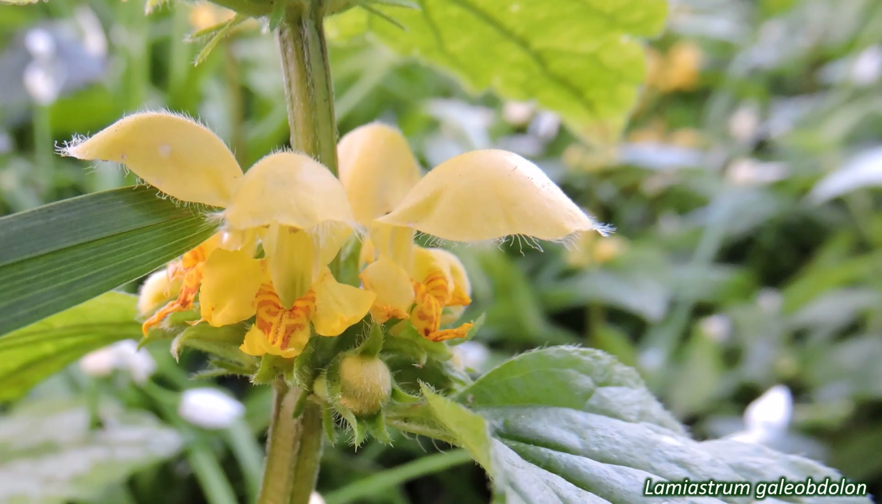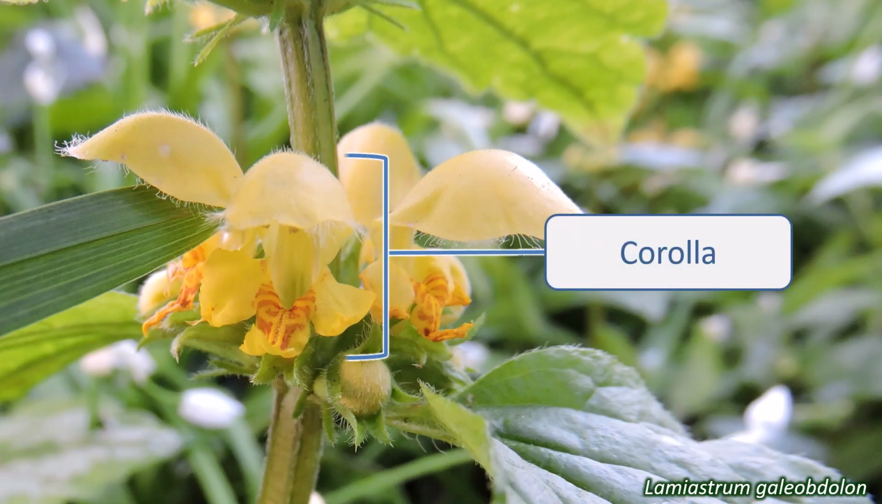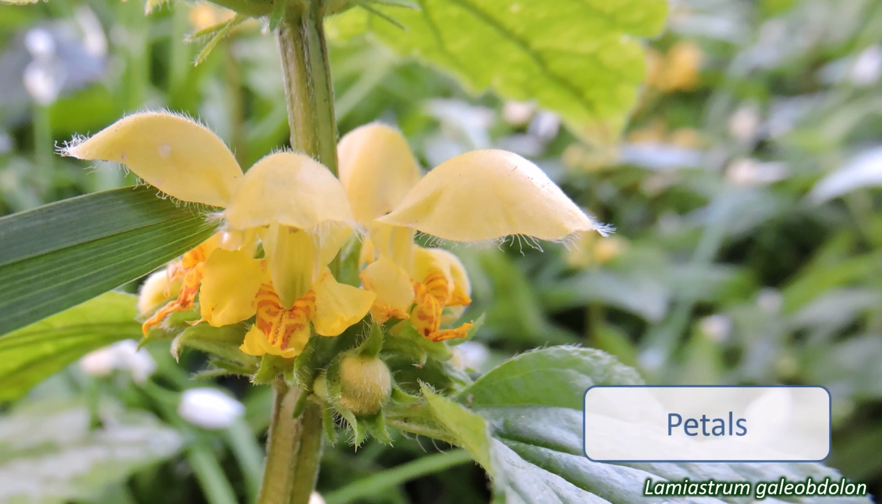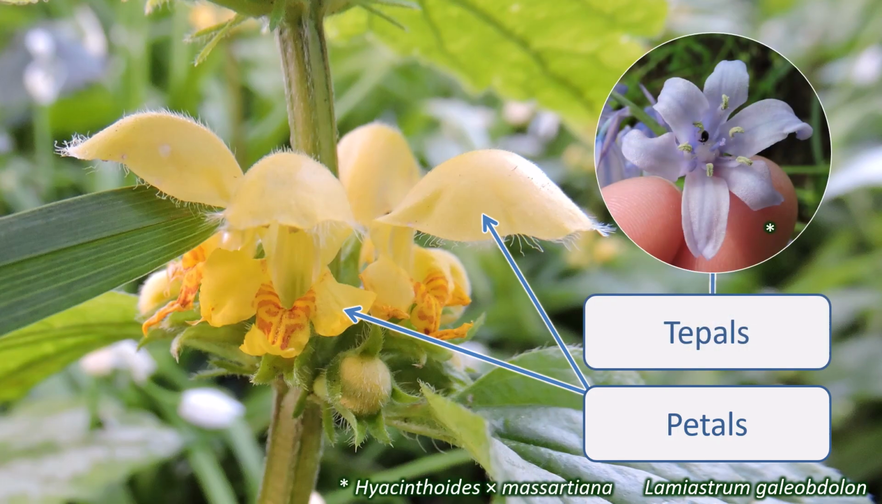The next whorl in is the corolla. The corolla is the collective term for the petals. The petals are generally the most eye-catching part of a flower. They tend to be bright colours and serve to attract pollinators to the flower. In some important groups of plants, the sepals and petals are very similar in colour and shape. Rather than try to differentiate between them, in these species they're all referred to as tepals. The tepals are collectively referred to as the perianth.